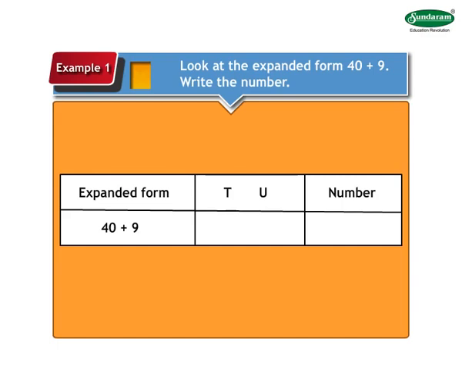The place value 40 means the digit must be in tens place. Since the place value is 40, the digit in the tens place will be 4. Secondly, the place value 9 means the digit 9 must be in the units place. Since the place value is also 9, the digit in the units place will be 9. Therefore, the number formed from the expanded form 40 plus 9 is equal to 49.